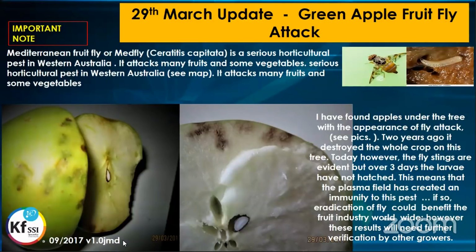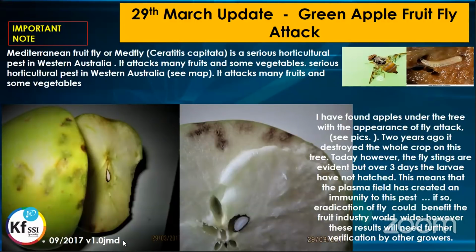Now, what he found was when he picked up some of these apples off the ground and cut them through, you can see it looked like there had been a fruit fly attack, with the pictures there. And as I said, 2 years ago, it destroyed the whole crop on that particular tree. However, the fruit fly stings are evident, but over 3 days, the larvae have not hatched. So his understanding was that maybe this plasma field had created an immunity to the pest, or somehow the plasma fields had interacted with the larvae so that they could not develop any further.